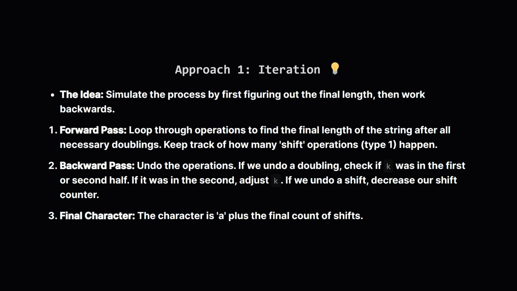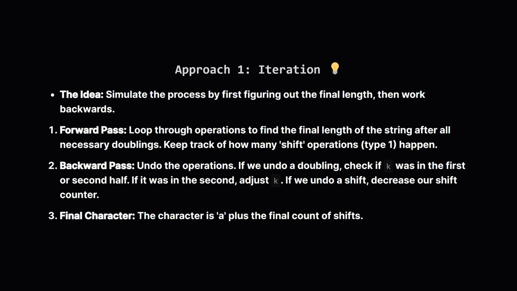This first approach, which the editorial calls iteration, formalizes the backward logic we just used. It's a two-step process. First, we do a forward pass. We go through the operations just to figure out how long the string will eventually become. We don't build it, we just calculate its length. We also count up any shift operations we encounter along the way. Then, we do a backward pass. We go through the operations in reverse.